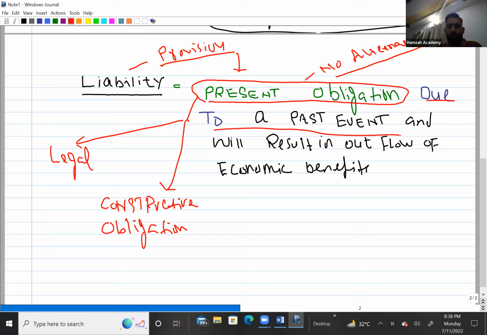To fulfill or to complete your obligation. So this is the definition of the liability. And if we are saying that something is a provision, then it must be a liability as well. Okay, you get it? Any question? Other students? Everyone is clear on this?